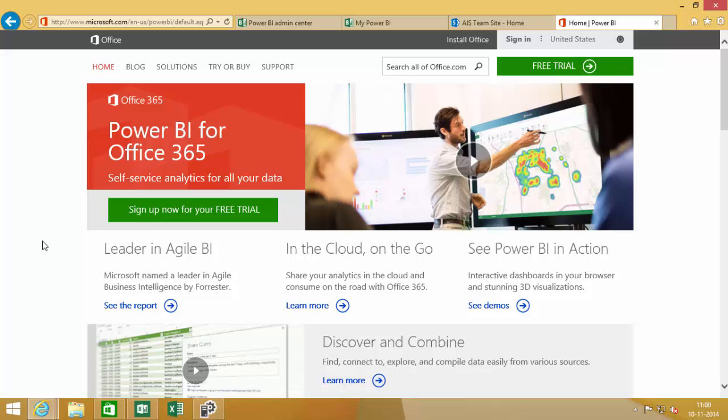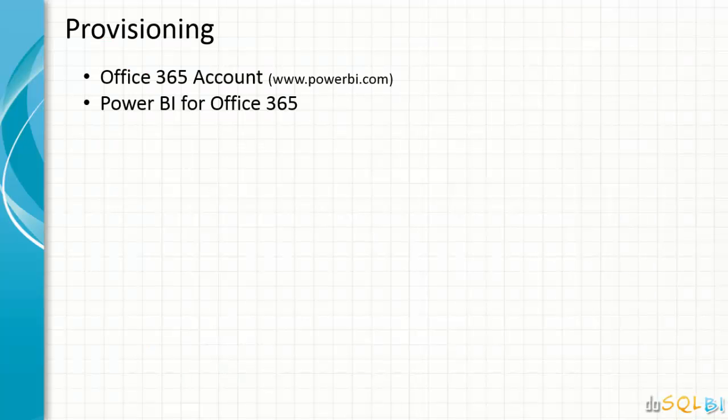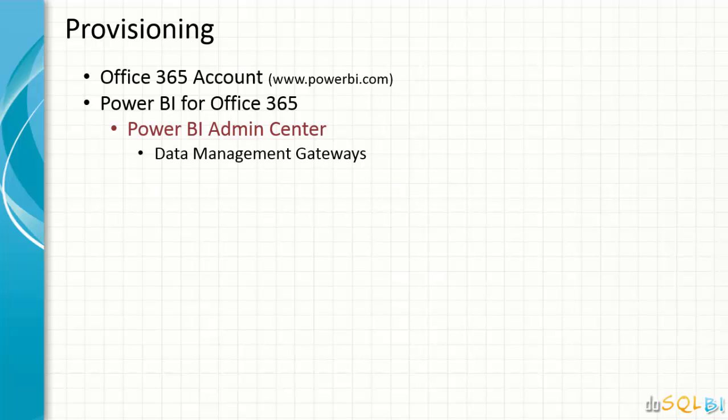As for the provisioning, we need an Office 365 account to use Power BI. We could go to the Microsoft Power BI site and sign up for a trial account to start using Power BI. When we provision Power BI for Office 365, we get the Power BI Admin Center. Via Admin Center, we could manage and create data management gateways. We could do role management, and we can add and manage data sources.